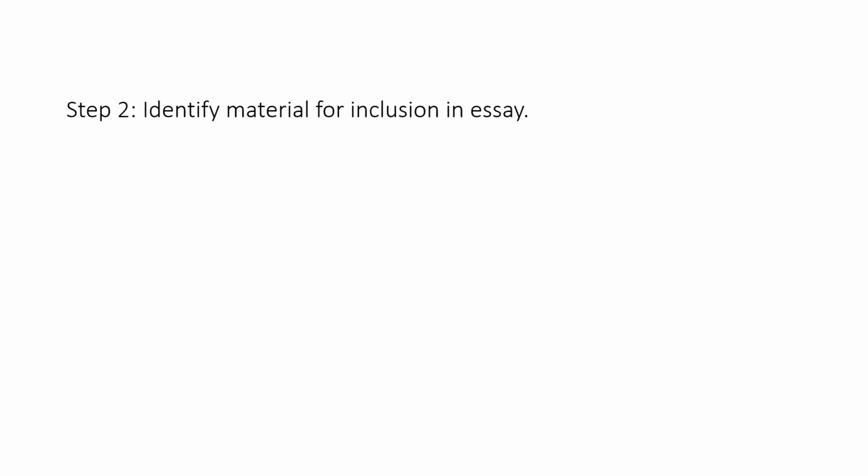So here's an example of an end text citation. You can see that it's got the author's last name, first name, and then the rest of the elements that are required in MLA. The second step in incorporating a source is to identify the source material that you want to include in the essay.